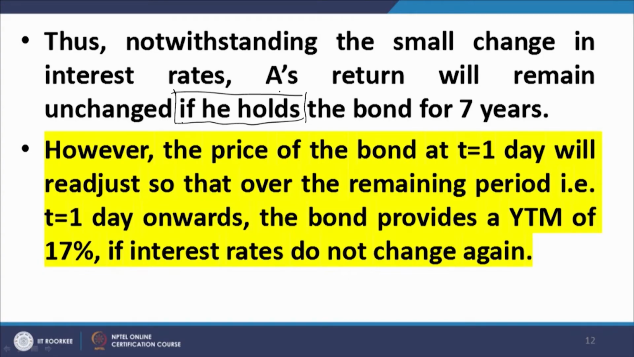However, the price of the bond at t equal to 1 day will readjust, so that over the remaining period, that is t equal to 1 day onwards, the bond provides a YTM of 17%, because the bond has to give you a return which is commensurate with the market rate of interest. You cannot have a situation where the bond gives you a different rate of interest and the market wants a different rate of interest. That will not be a stable equilibrium. You see, at equilibrium, it is necessary that the bond gives you the same rate of return, the same YTM or the same yield as the market rates of return, corresponding of course to the same risk class.